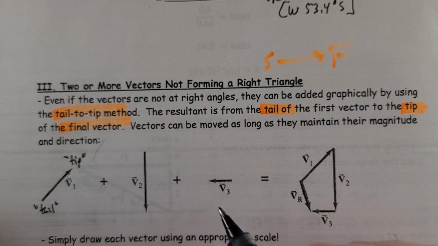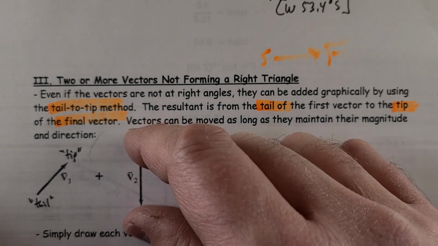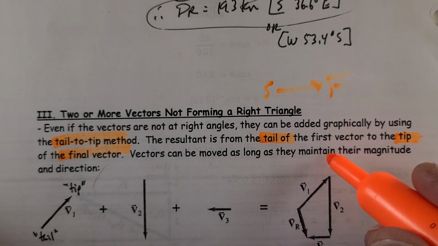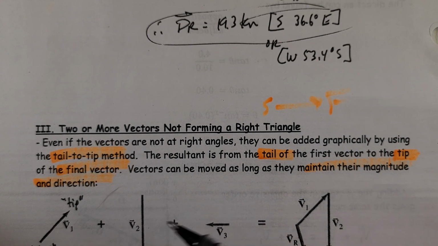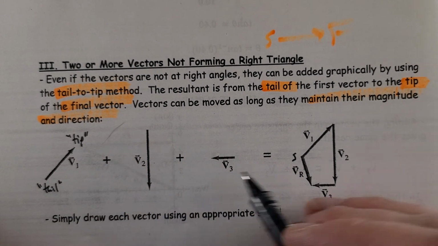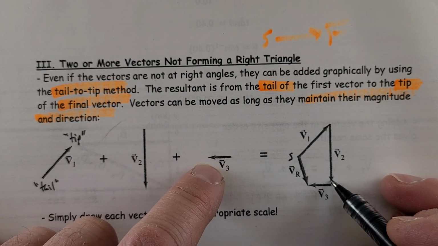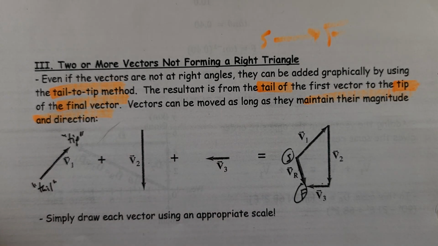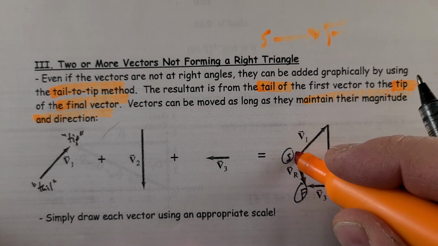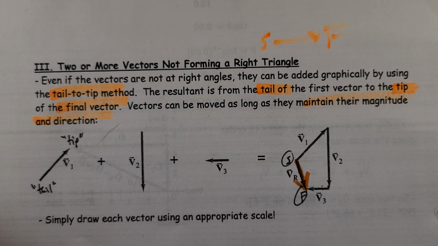Okay, so if we had these three vectors, V1, V2, V3, I could physically move them as long as I maintain their magnitude and direction. I can move them however I want. So if I start here, vector V1, there it is. Then from there, vector V2. Then from there, vector V3. And I finish here. So starting there, finishing there. That means my resultant will be from the start to the finish, so that vector right there. Then I can draw it, and of course, I have to use an appropriate scale to do that.